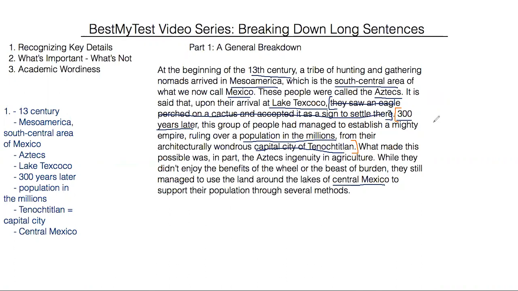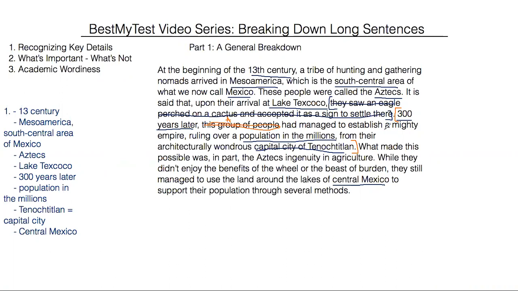So here we have all of this information, but it really isn't all that much information if you look at it. We already pulled out the key details: the time, the population, and the name of the capital city. Everything else in here is essentially just a long-winded way of getting to this point. So you know you're talking about the Aztecs. So this just basically equals Aztecs.